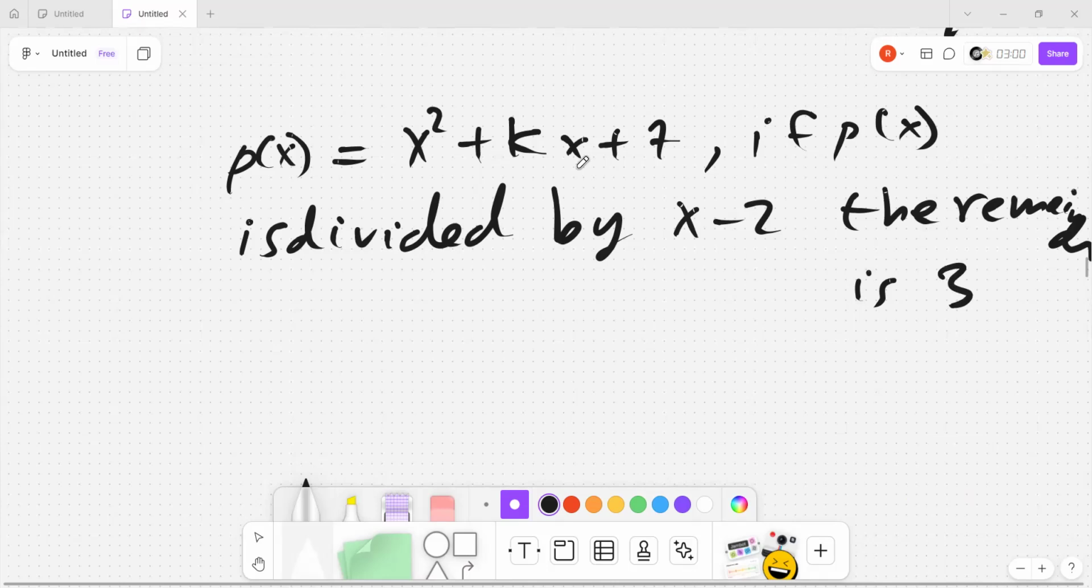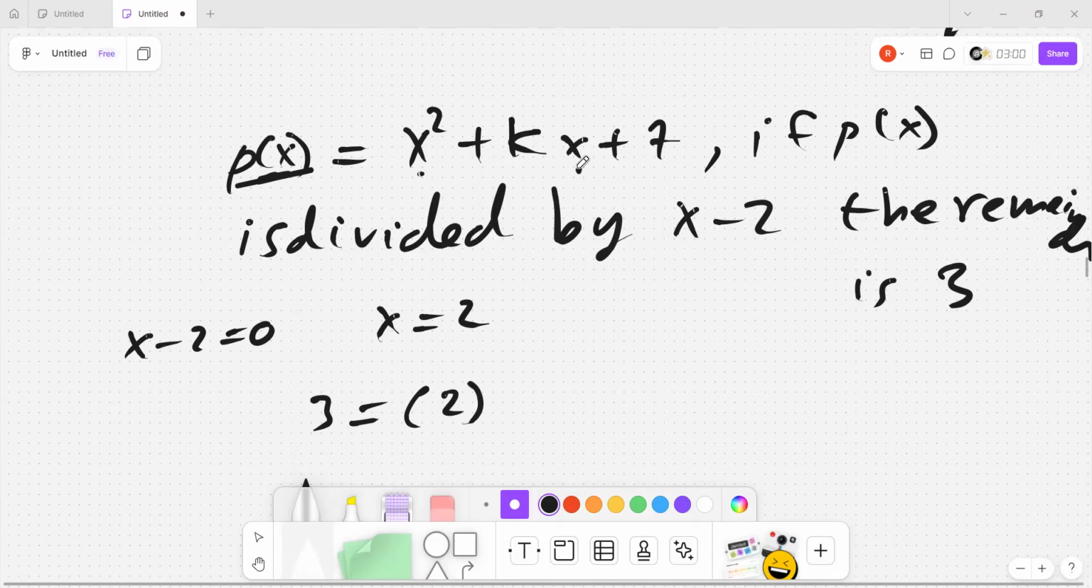Perfect. So how can I get k? It's very easy. I will take x minus 2 and make it equal to 0, so x will be 2. Then I will substitute each x by 2, and I will write 3 outside here. This is the meaning of the division of p of x by x minus 2 having remainder 3. That's it. Then you solve it for k, and you find k.